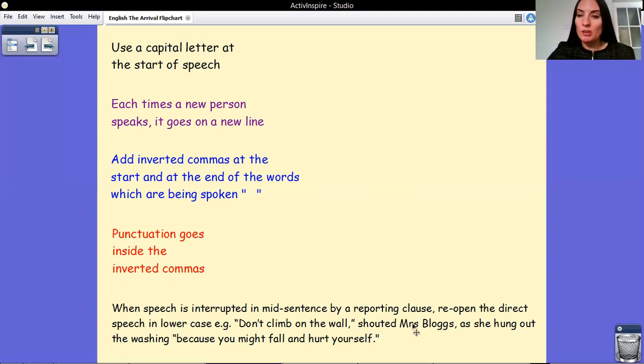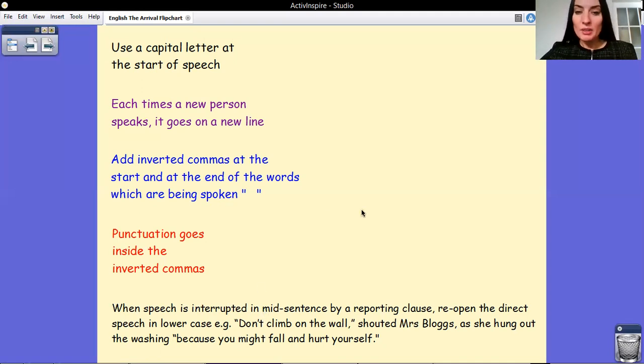We've got shouted Mrs. Bloggs, obviously a proper noun, so Mrs. Bloggs is capitalised. Then she hung out the washing, because you might fall and hurt yourself, and again, that full stop is inside the inverted commas. Now, if somebody else spoke after this, remember we put them on a new line and we use a capital letter at the start of our speech.